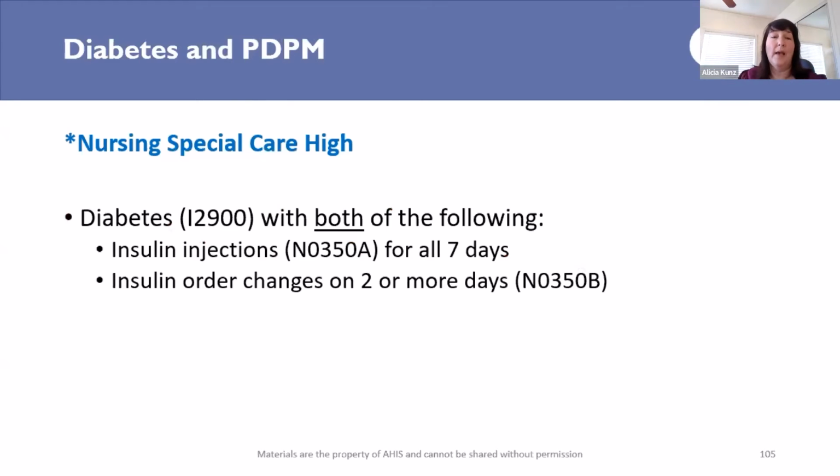Diabetes with PDPM. So we'll map you into the nursing special care high section if they have insulin injections for all 7 days and insulin order changes on 2 or more days. And those would be documented in section N of the MDS. Next.